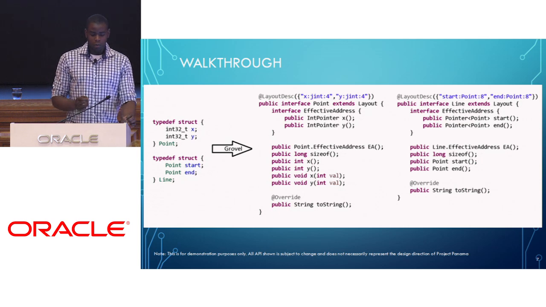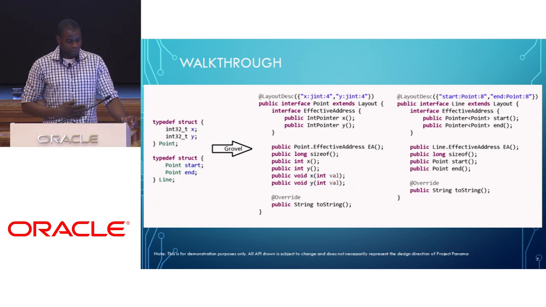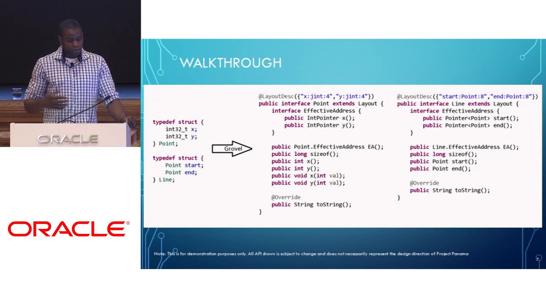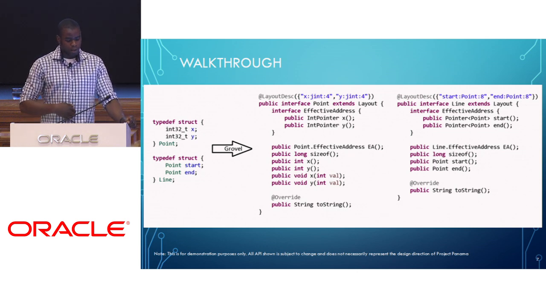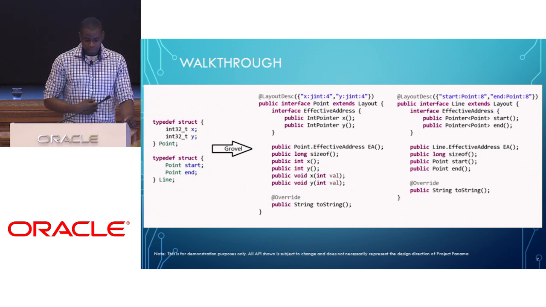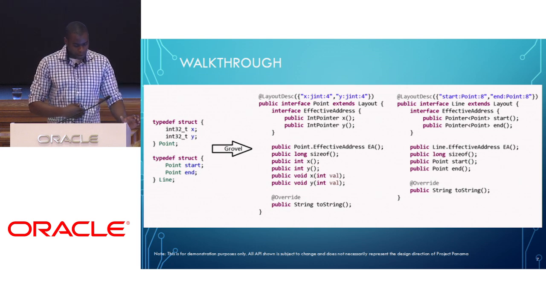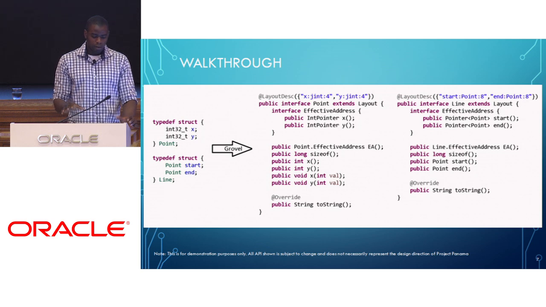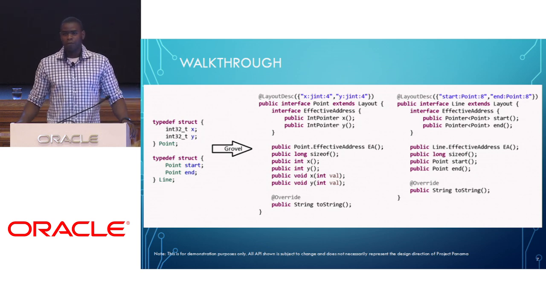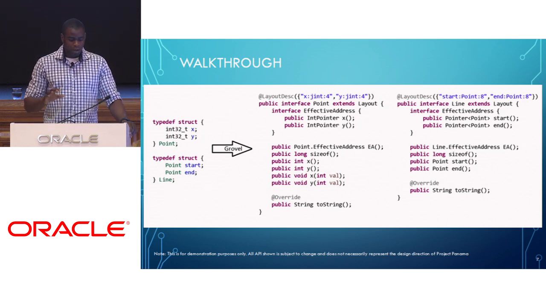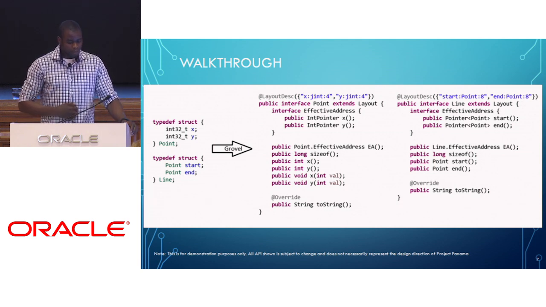So here's a little walkthrough, just an example of what I just said. On the left, you start with your native structure definitions, and then that gets groveled, and then you get a layout description and an interface. So this is based on my prototype, and this is not really what we think. This is a very early version of a layout description, so this is all subject to change. But it's just to give you an idea of how this will work.